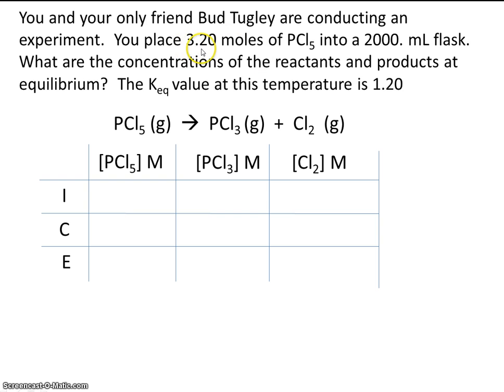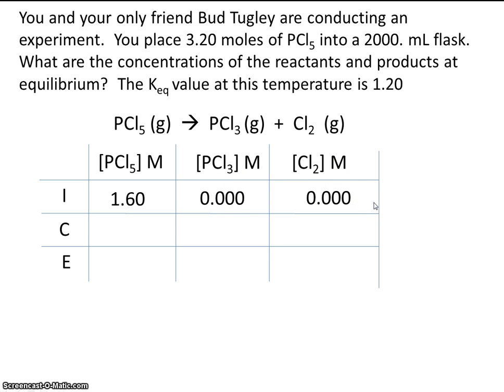They only give us information about the reactant, nothing about the products. So at the very start of this experiment, we're placing 3.2 moles into a 2-liter flask. So remember, this is concentration, 3.2 moles in 2 liters, so 1.6 molar is the concentration. And initially, we don't have any concentration of products. There aren't any products formed yet.